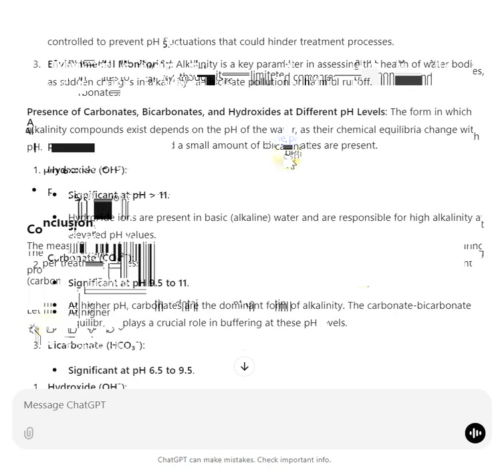Let's move on to the next question. Why is alkalinity measured? At which pH levels are carbonate, bicarbonate, and hydroxides significantly present?